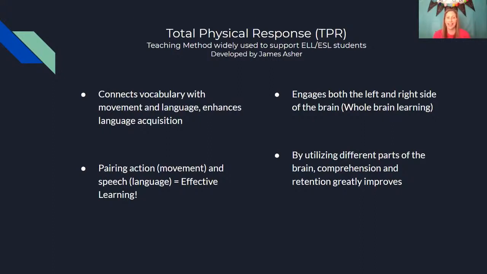So total physical response connects vocabulary and language, and it enhances language acquisition. So this is where the teacher would pair a movement and a language. So you're pairing these things together to teach, and this is a very effective strategy. So it engages the whole brain, both the left and right side. So there's that whole brain learning again, and by utilizing the different parts of the brain, comprehension greatly improves, retention of content and information and material also improves.